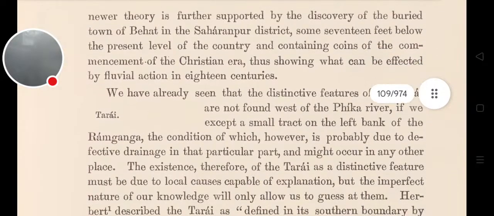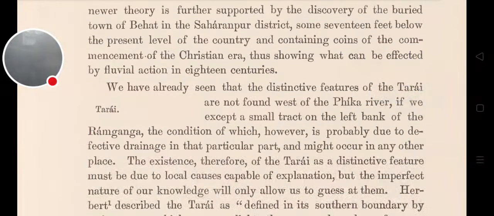The newer theory is further supported by the discovery of the buried town of Behat in the Saharanpur district, some 17 feet below the present level of the country and containing coins of the commencement of the Christian era, thus showing what can be effected by fluvial action in 18 centuries.